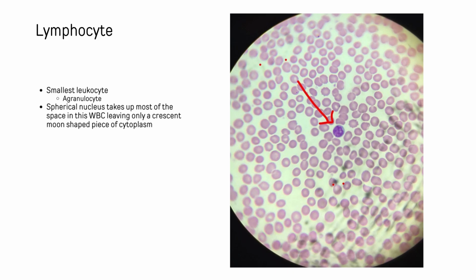We also have a large spherical nucleus for a lymphocyte, and it's large for the size of the cell. But you should still see a little bit of a lighter purple or a light blue piece of the cytoplasm that usually looks like a crescent moon shape. So here we're seeing a lymphocyte. We can see a little bit of that crescent moon cytoplasm on the upper right, but mostly it has its spherical nucleus taking up most of the space.